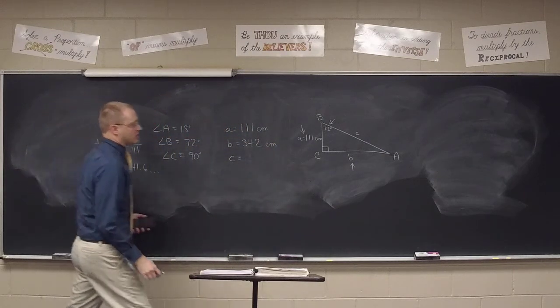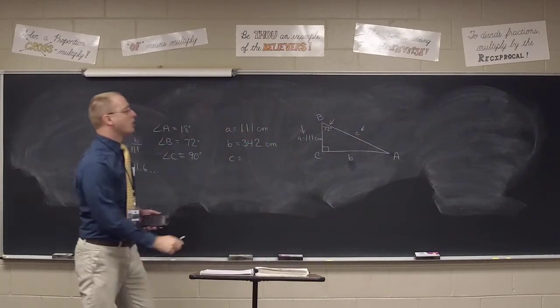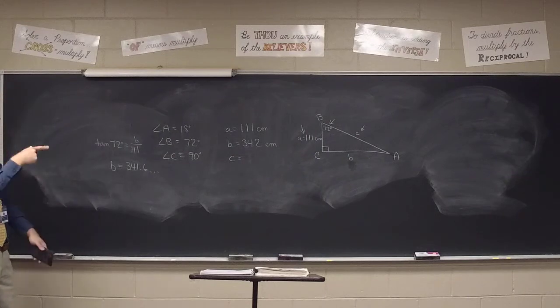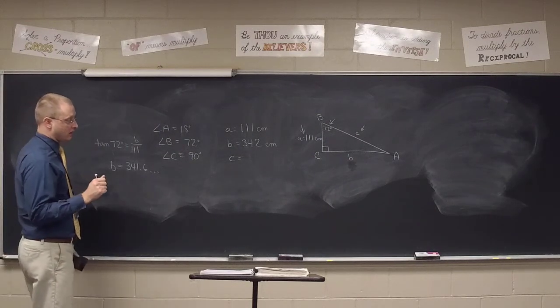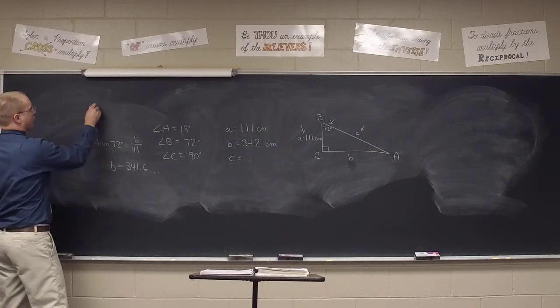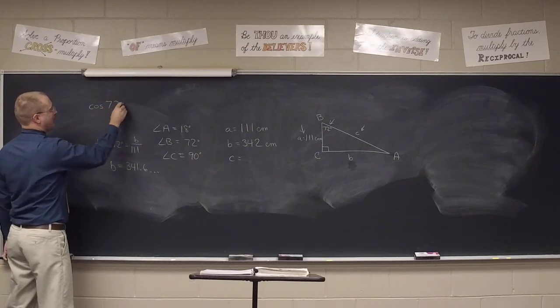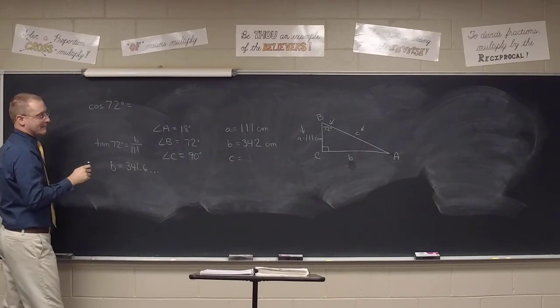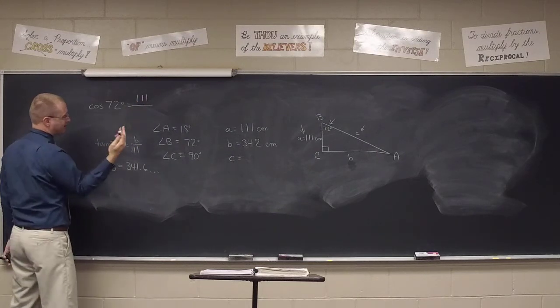Now we're ready to go to letter C. So arrow to letter C. We ignore letter B now. Go back to the angle. With respect to the angle class, I know the adjacent, and finding the hypotenuse. What trig ratio? Cosine. I know the cosine of any angle, in this case a 72 degree angle is equal to the adjacent, 111 over the hypotenuse, C.